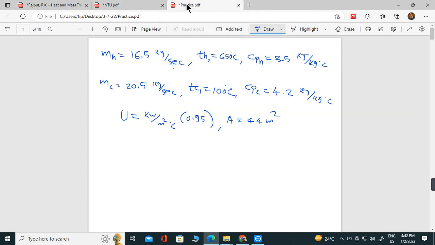Now what will we have to find out here? We know that TH1 is given, but TH2 is not given, so we will have to find that out. Also TC1 is given, but TC2 is unknown. So these are the methods. Now as I told you, what will you have to do first? First of all we will find out CH and CC.